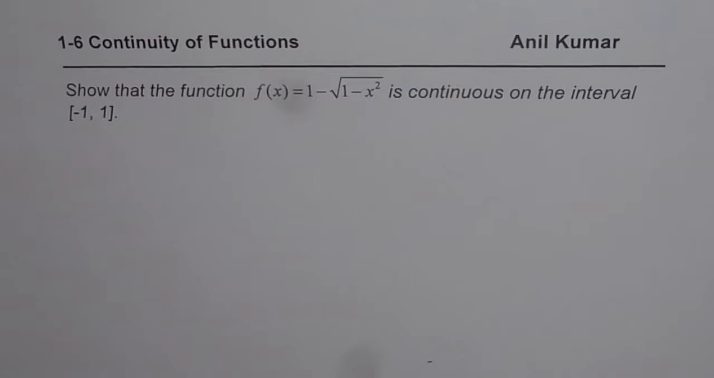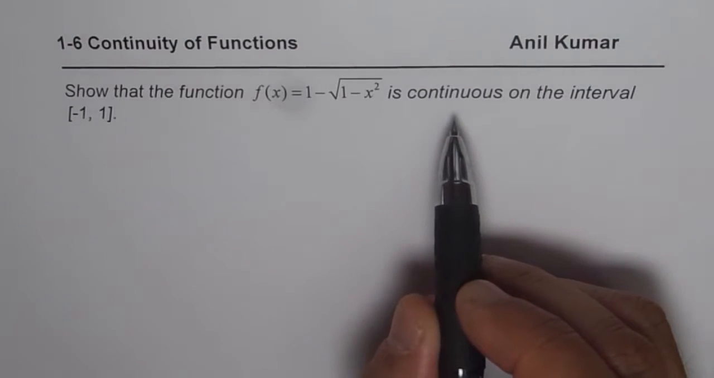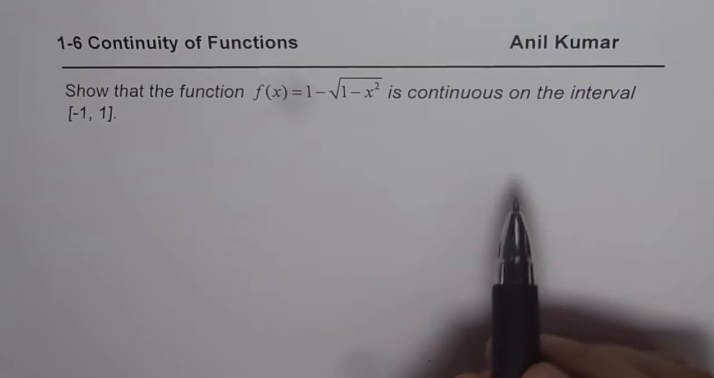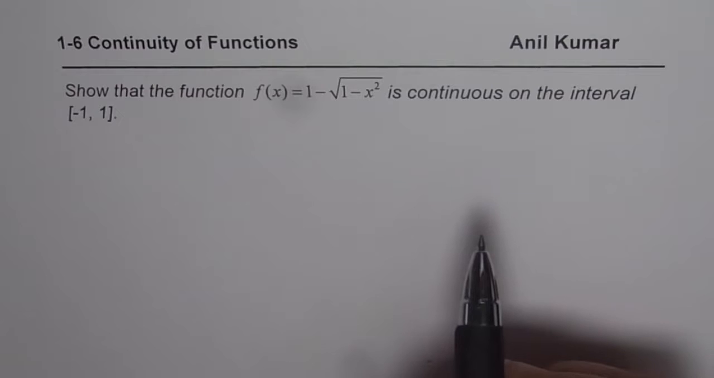I'm Anil Kumar, and in this video we will discuss continuity of a function. The question here is, show that the function f of x equals 1 minus square root of 1 minus x square is continuous on the interval minus 1 to 1. Now whenever we talk about continuity, we say that during the interval when the function is continuous, limit exists and limit is equal to the value of the function, right?